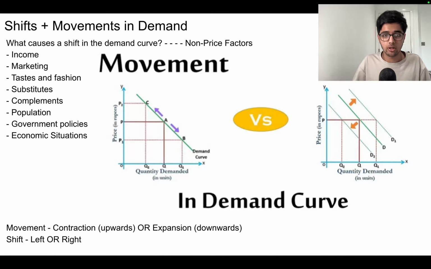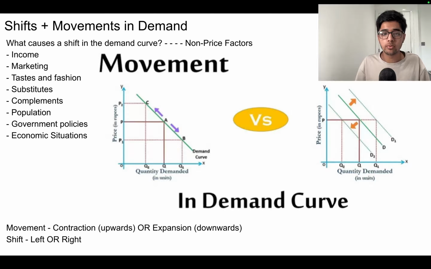Shifts and movements in demand. A movement causes demand to move up or down, and a shift causes the entire curve to move either right or left, or described as outward or inward. What can cause a shift in a demand curve? This is very important. Only non-price factors can cause the demand curve to shift. This includes income, marketing, taste and fashion, substitutes and complements, population, government policies, and economic situations. For example, if tastes and fashions increase for leather jackets, the demand for leather jackets will shift right.